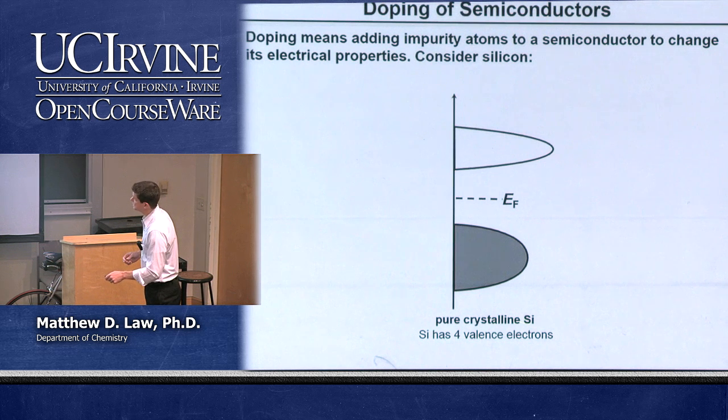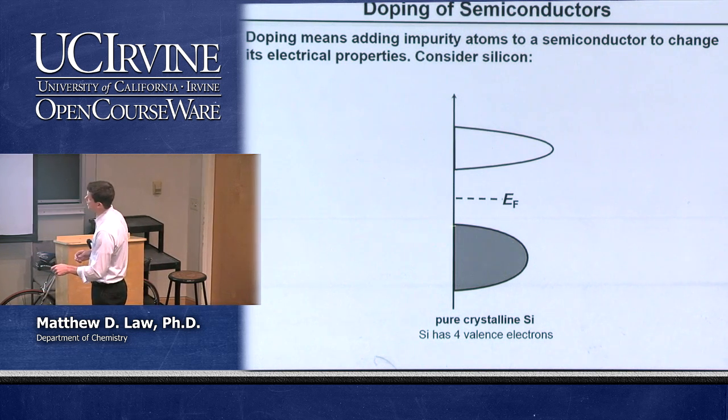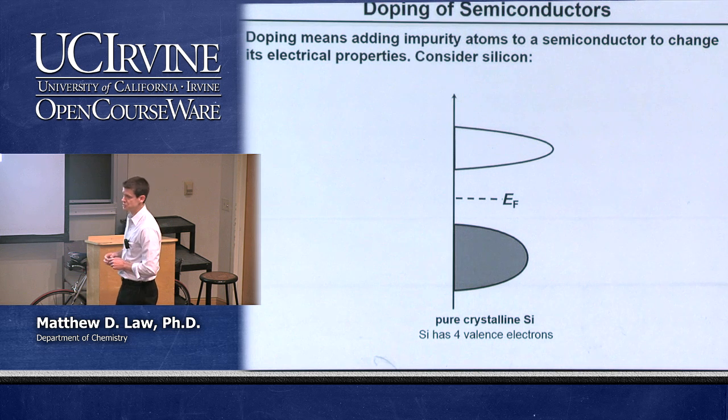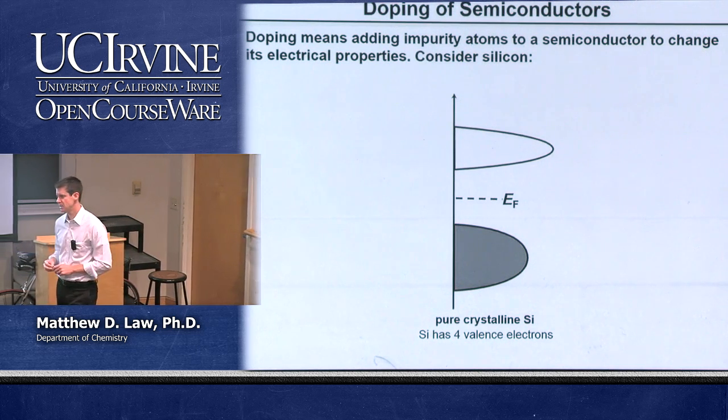So let's look at silicon. Silicon has, of course, 4 valence electrons. We have the valence band filled, we have the Fermi level in the middle of the band gap, and we have an empty conduction band. Let's just use kind of low temperatures here to simplify the diagrams.